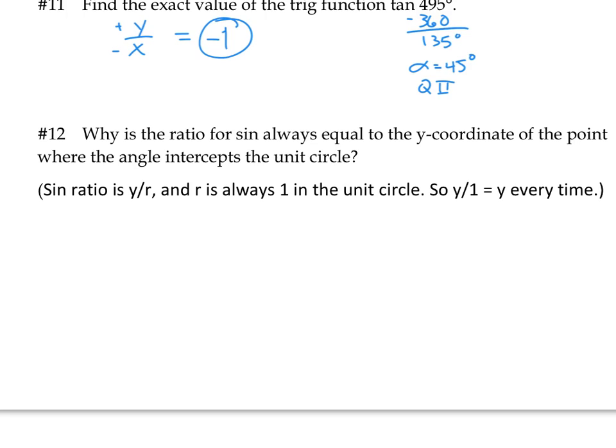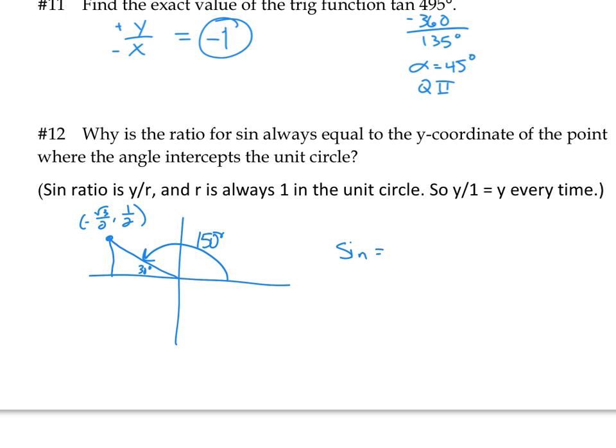That's why, again, if we just had any point, let's go back to 150 degrees, okay? We had the point right there with our 30-degree reference angle. Okay, this point was negative square root of 3 over 2, comma 1/2. So if you say sine, that's y over r, that's y, 1/2 over r is 1. That's going to come out to 1/2. It's always going to be the same as the y value. The y value is always going to be the sine ratio. The x value is always going to be the cosine ratio because you put it over 1 and it doesn't change. It stays the same.